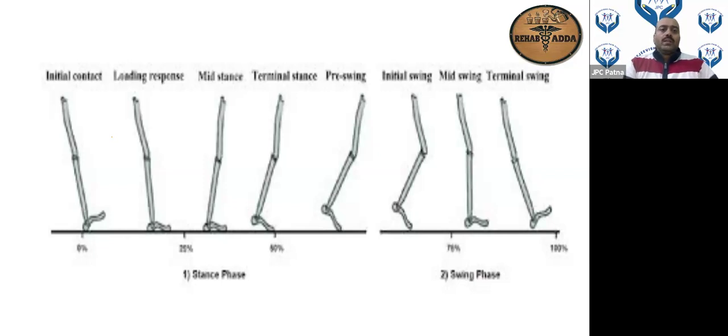And then loading response to terminal stance, it is all 20-20-20% of the time. So it will be something around loading response 0 to 10, 10 to 20, and you can keep calculating. And the last, the swing phase, is on an average 15%. On an average, I'm not saying an exact number. So pre-swing to initial swing is around 10 to 15%. That is what you have to remember.